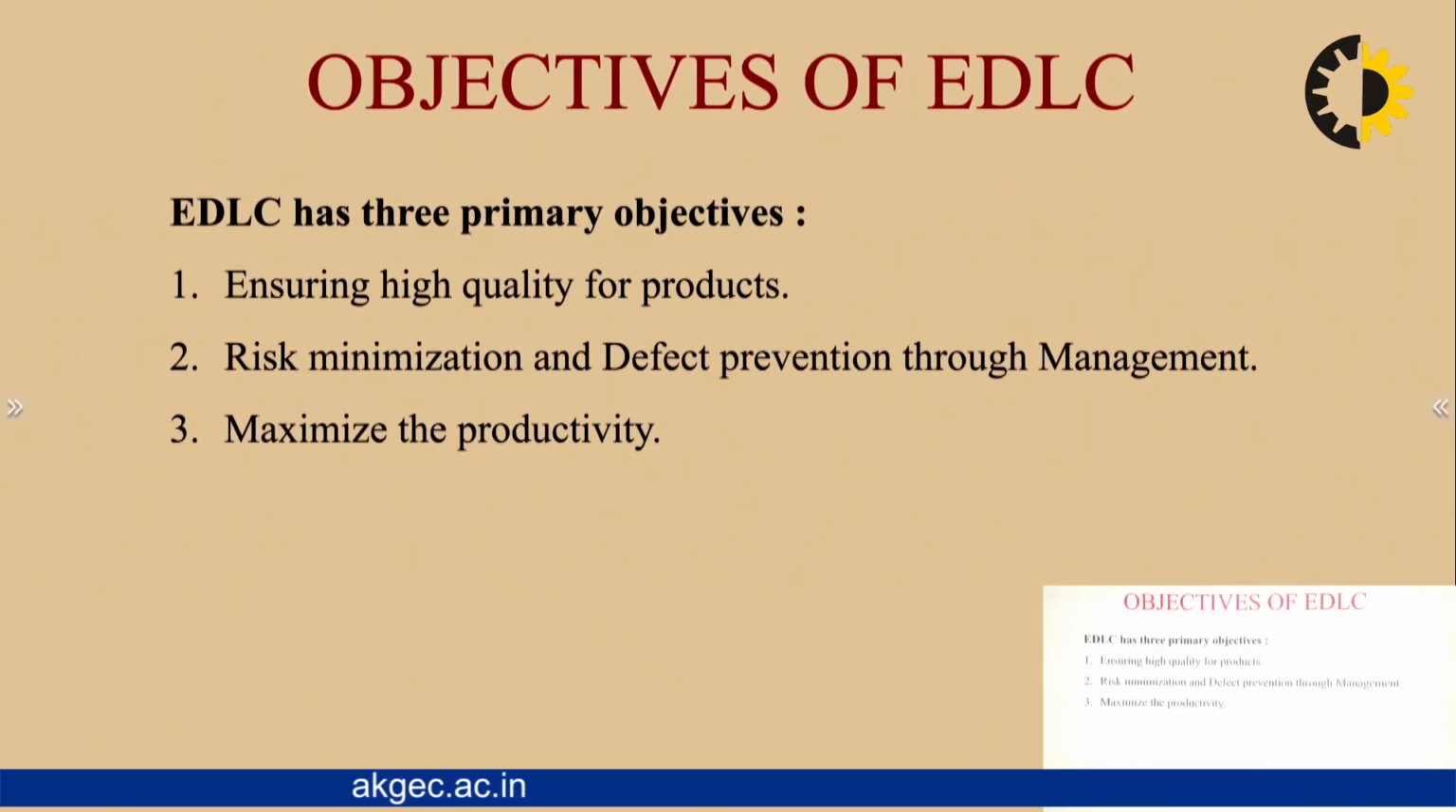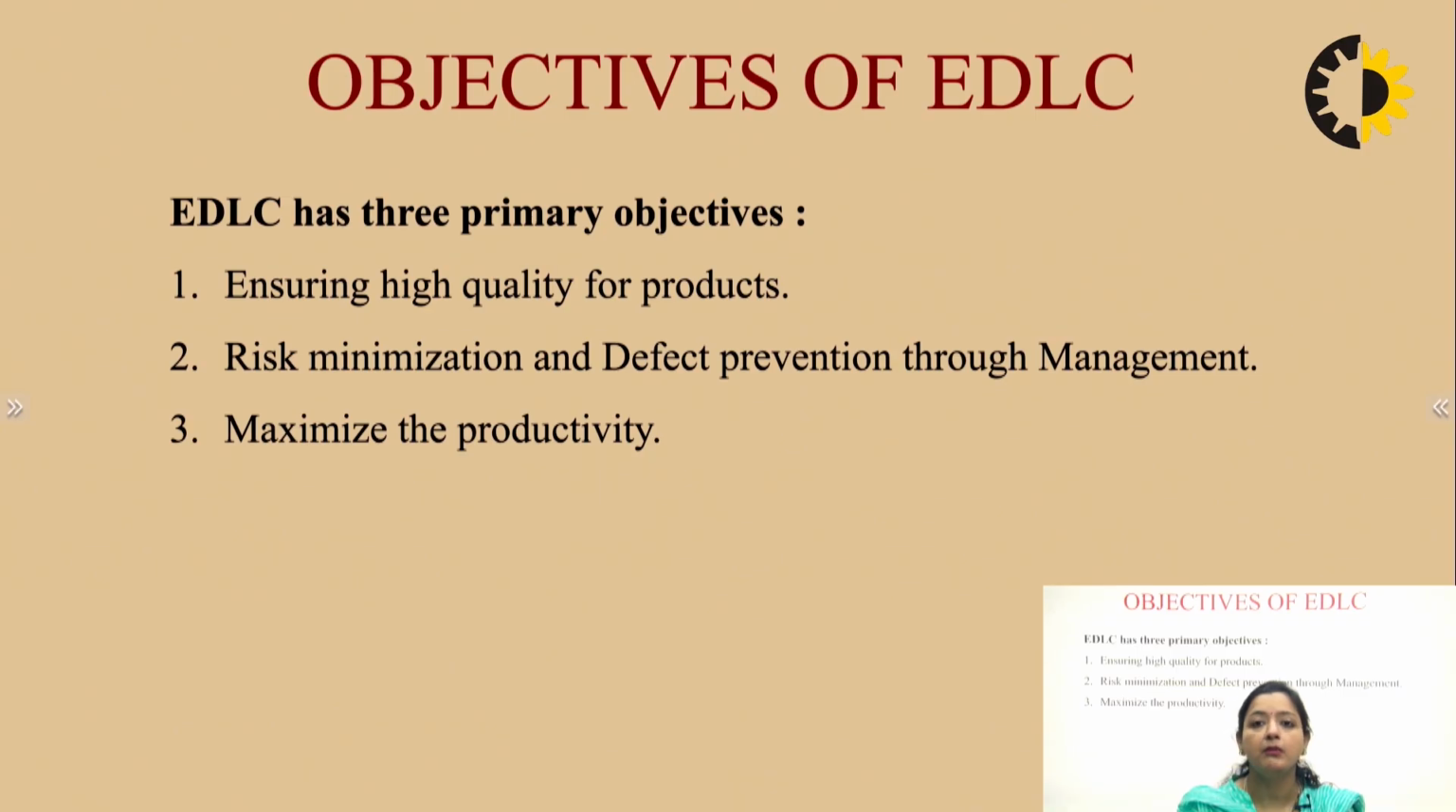The 3 primary objectives of EDLC are ensuring high quality for products. Obviously, when you are trying to build an embedded product, you want it to be market ready, you want it to be acceptable among the customers, among your clients. So it should have very high quality. Second, risk minimization and defect prevention through management. Through efficient management, you want the risk to be minimized and the errors to be detected and prevented well in time. And third, maximize the productivity. So these are the 3 objectives of EDLC.